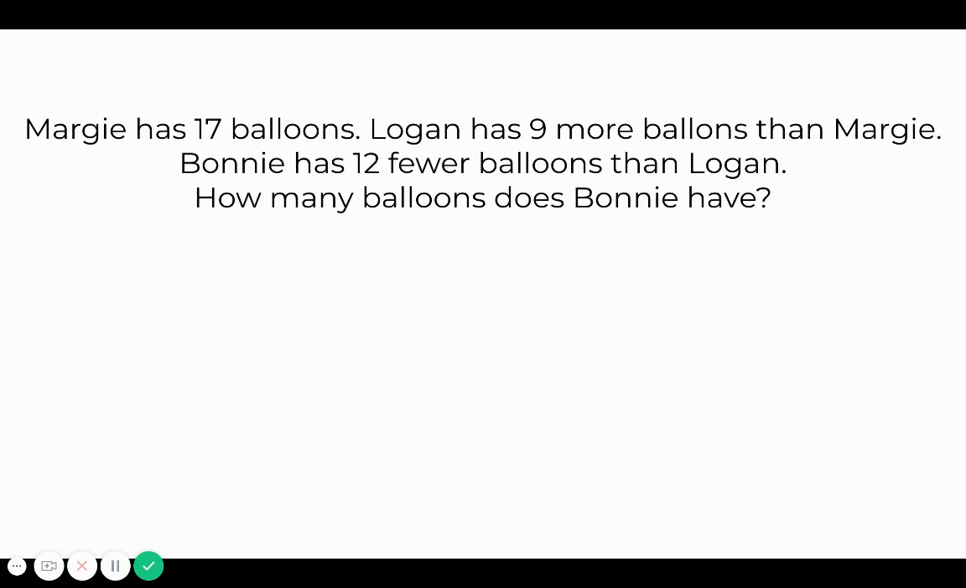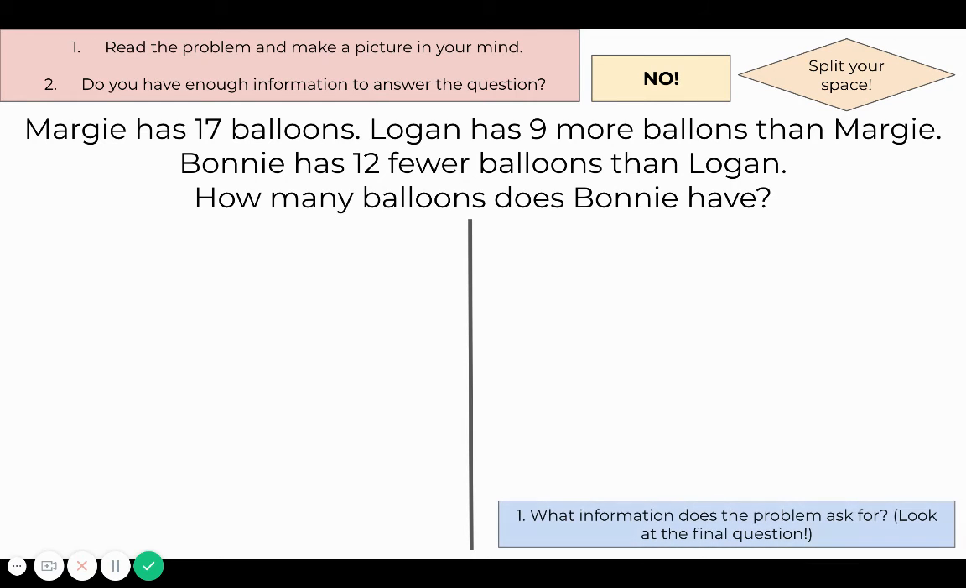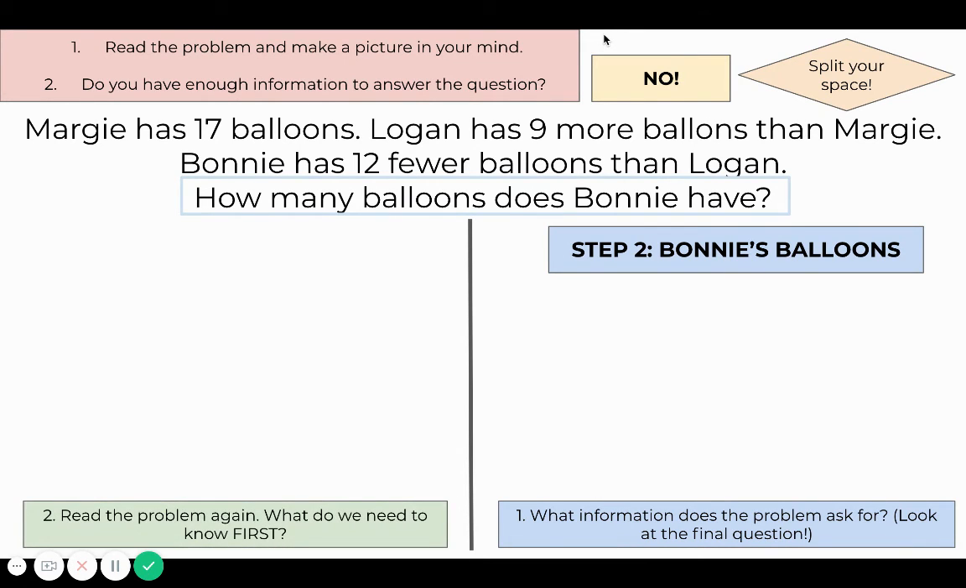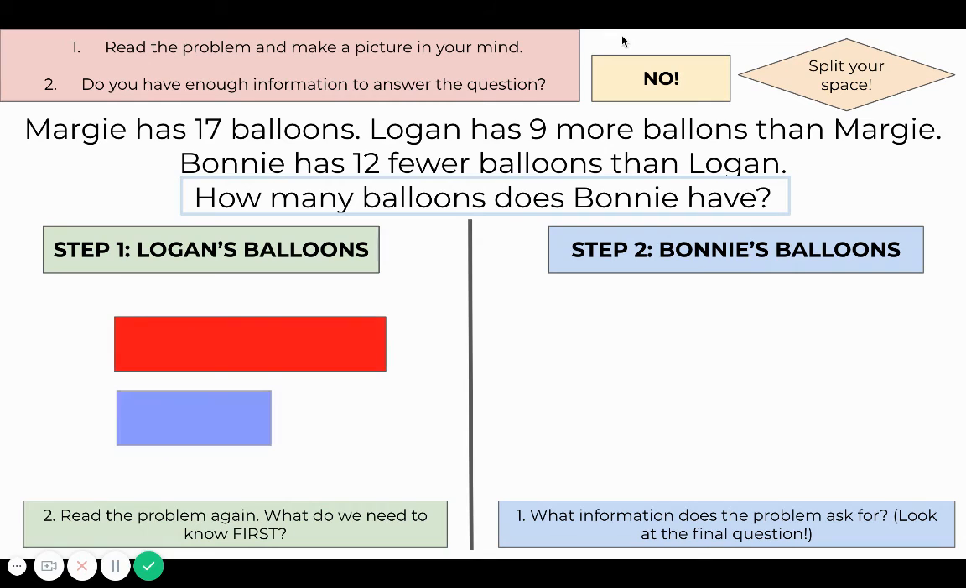This is the same problem solved using 2 equations, 1 equation for each step. The final question asks, how many balloons does Bonnie have? So I know step 2 will be to solve Bonnie's balloons. Before I can solve Bonnie's balloons, though, I need to know how many balloons Logan has. For both of these problems, I'm going to need to make comparison bars.